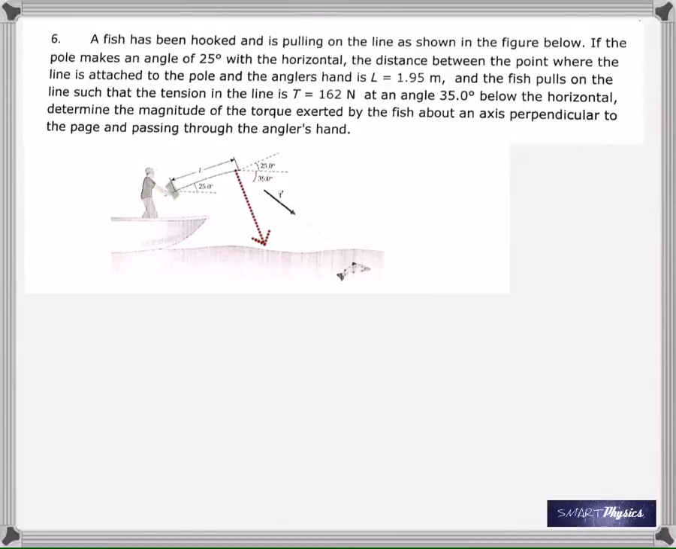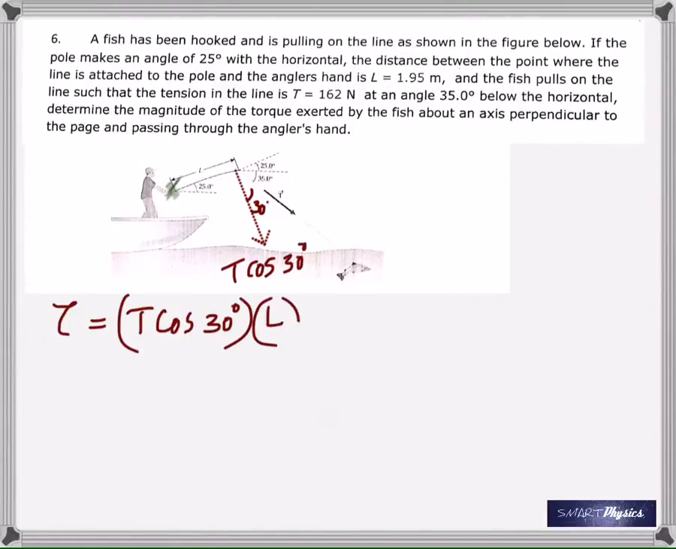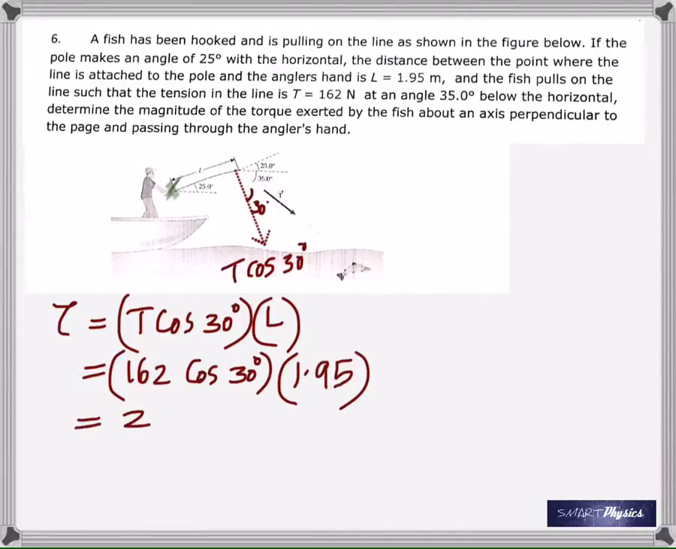So the first thing you do is you break the tension into two. And since that angle is 30 degrees, you see that this is T cosine 30. So you multiply that with the length, you will get the torque. Tension is specified as 162. And the length is 1.95. So you get it as 274 Newton meter.